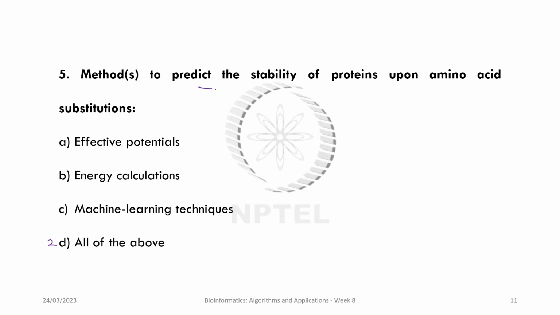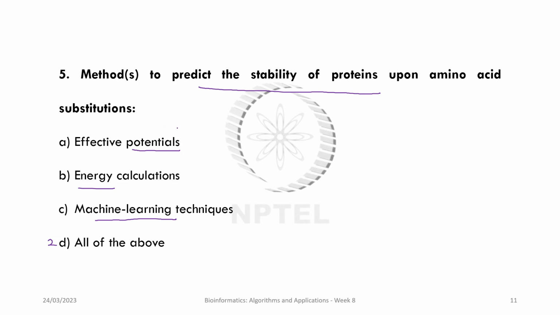So how can you predict the stability of proteins upon amino acid substitutions? So which of these methods can be used? Effective potentials, energy calculations, and machine learning techniques. So all these are useful methods, right? So protein effective potentials vary when the structure also varies, and you can get some information on the stability of proteins when amino acid substitutions occur.